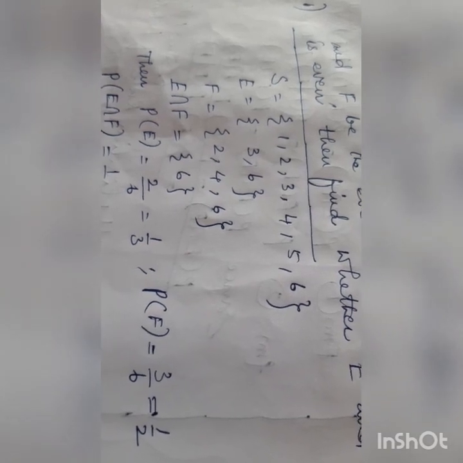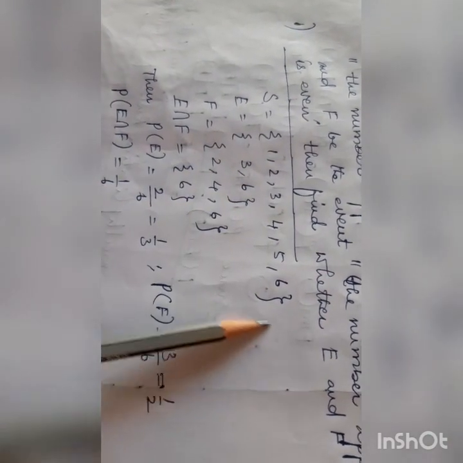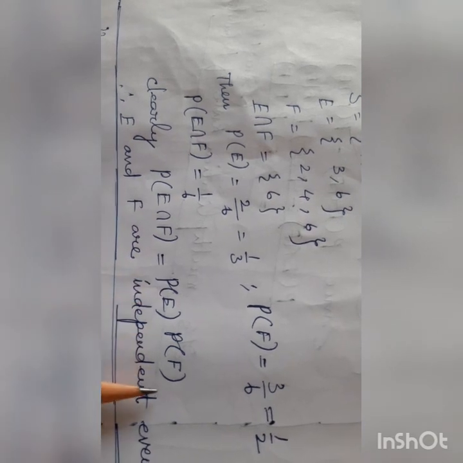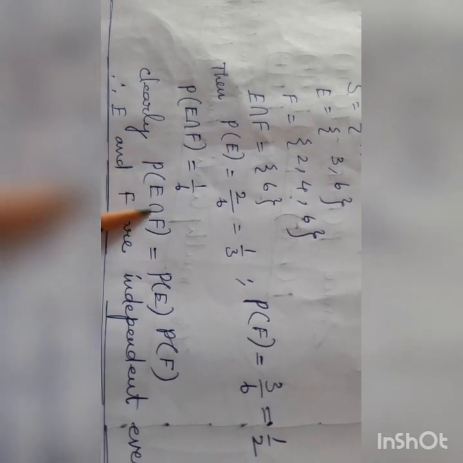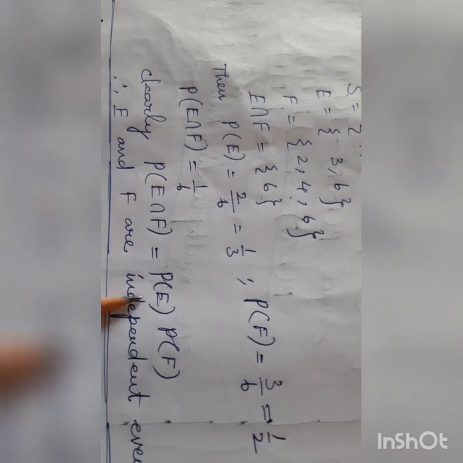Then P of E, how many? E is 2, S is 6. P of E is 2 by 6, 1 by 3. F is 3 elements only. P of F is 3 by 6, 1 by 2. And P of E intersection F, how many elements will be there? 1 element. P of E intersection F is 1 by 6. Clearly we can understand, P of E intersection F equals P of E and P of F.